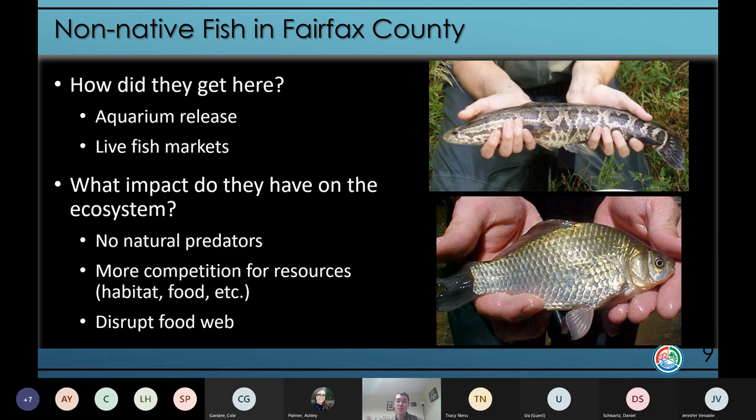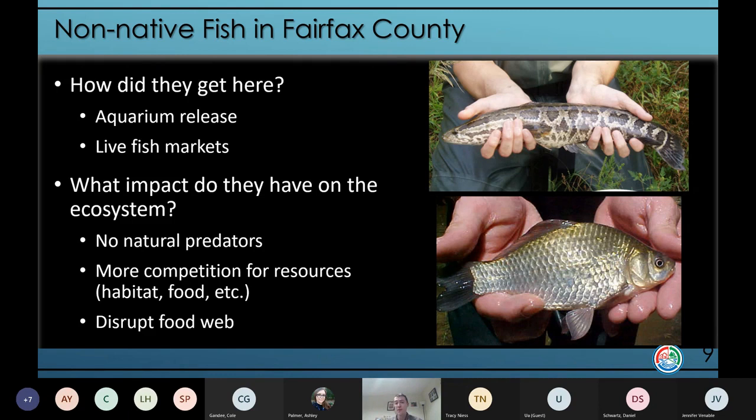And then the bottom fish is a goldfish. If people win a goldfish at a fair, popping balloons with a dart or something like that, they decide they don't want it, but they also don't want to kill it, so they let it go in the stream. If we have a million people in Fairfax and a handful of those people let a goldfish into a stream, those goldfish meet up and make baby goldfish, and now we have a lot of goldfish living in our streams.